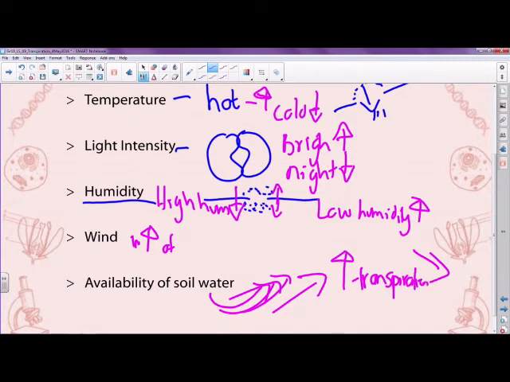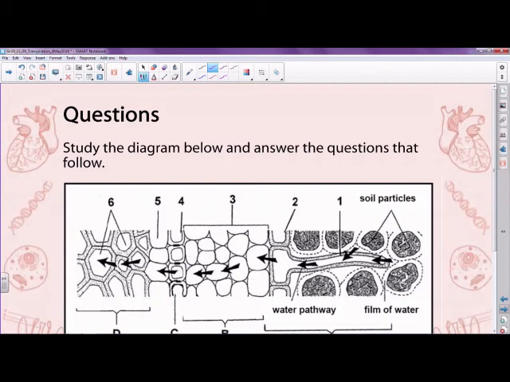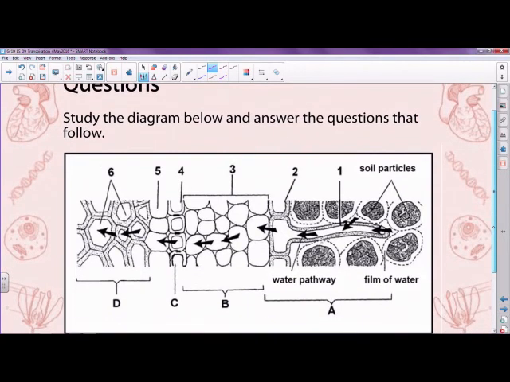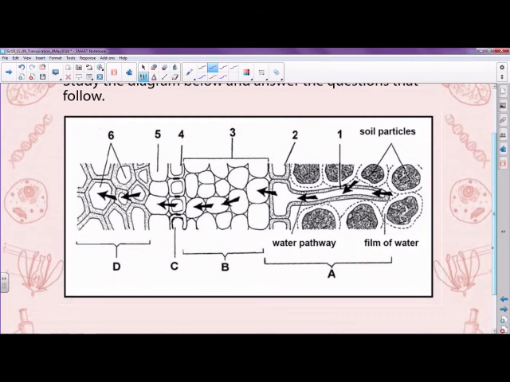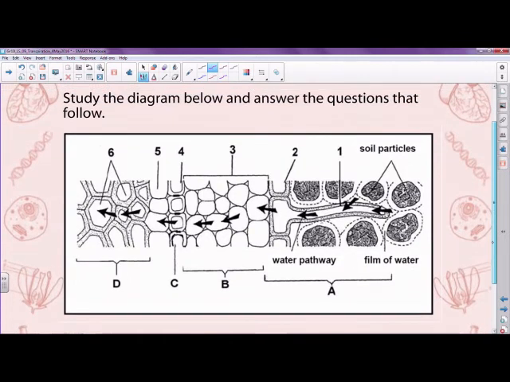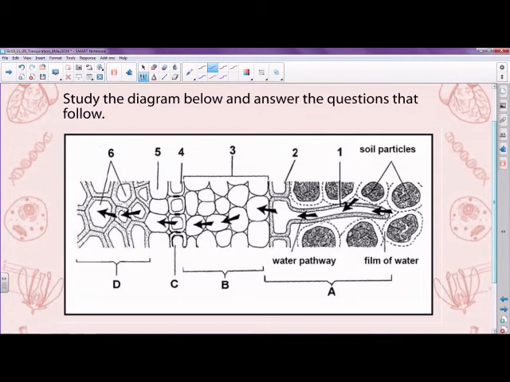Okay, so now you need to keep those in mind. Okay, let's start with our questions. The first question, when you look at the question, what do I see? The question first says to me, study the diagram below and answer the questions that follow.